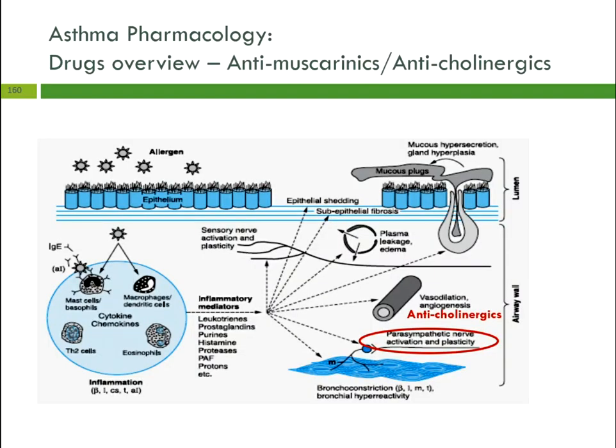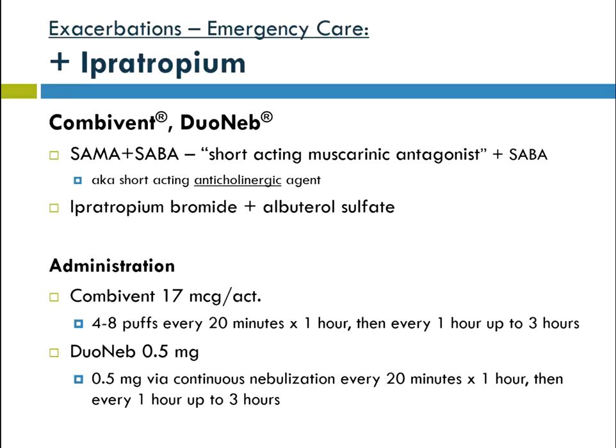Alright, where does it fit in this pathway? It's over here. Parasympathetic system causes constriction. So if you're going to antagonize these bronchial smooth muscles, you're going to cause bronchodilation over here. All right, so ipratropium in these settings.